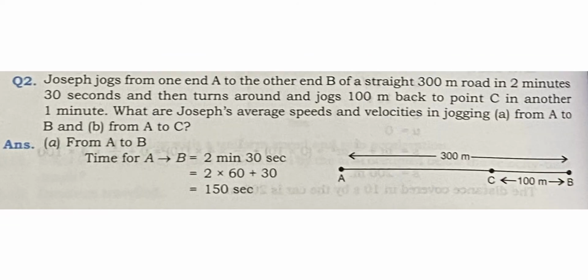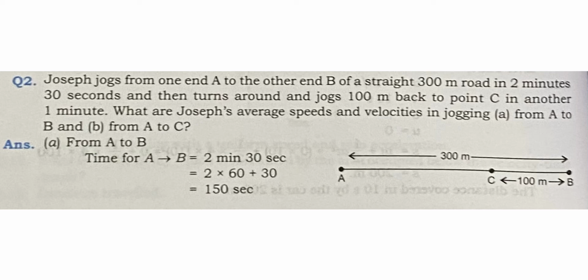Now students, let us see some questions of your exercise. Question number 2. Joseph jogs from one end A to the other end B of a straight 300 meter road in 2 minutes 30 seconds and then turns around and jogs 100 meter back to point C in another 1 minute. What are Joseph's average speeds and velocities in jogging? First one from A to B and second one from A to C.